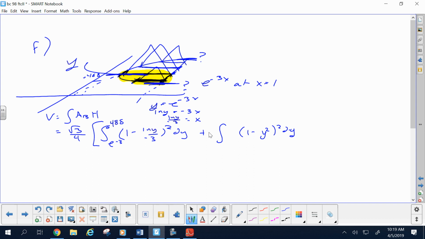Okay. In the upper region, it starts at 0.488 and goes up to when the square root curve is at x equals 1. So that's 1. Okay? Can we do just one? Sure.